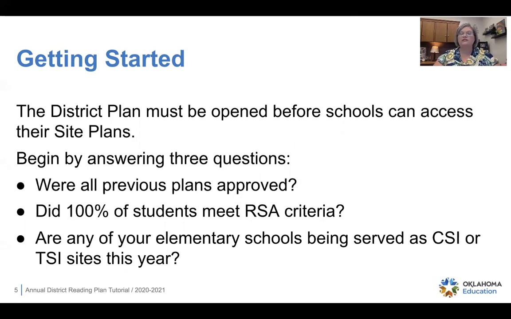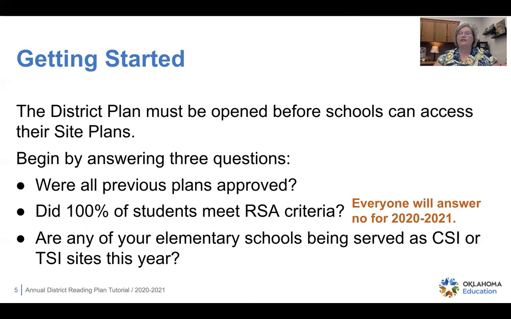The second question is, did 100% of your students meet RSA criteria? And that's according to the OSTP. For this question, everyone will need to answer no for the 2020-21 school year because we did not take the OSTP. So we do not have 100% of our students that have met that RSA criteria. So everyone should be answering no for the second question.